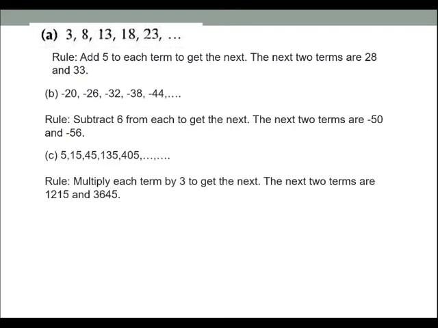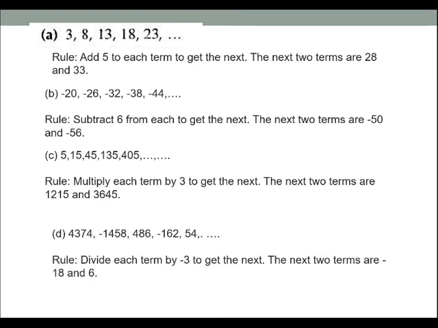In the C question, 5, 15, 45, 135 and 405, you have to find out what pattern they are basically following. So you will write the rule: multiply each term by 3 to get the next term. The next two terms are 1215 and 3645.